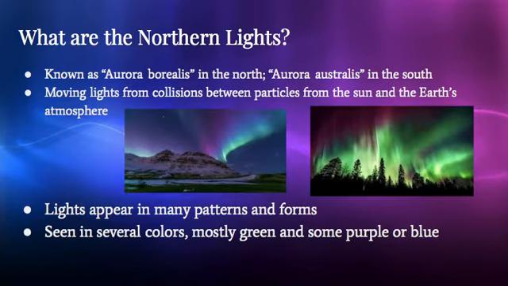The northern lights are moving or dancing light patterns that happen from collisions between charged particles from the sun and the Earth's atmosphere. These lights can occur at both the north and south poles. They are called aurora borealis at the north pole and aurora australis at the south pole. These light patterns may appear in many forms. They also are seen in several colors, but green and purplish blue are the most common.